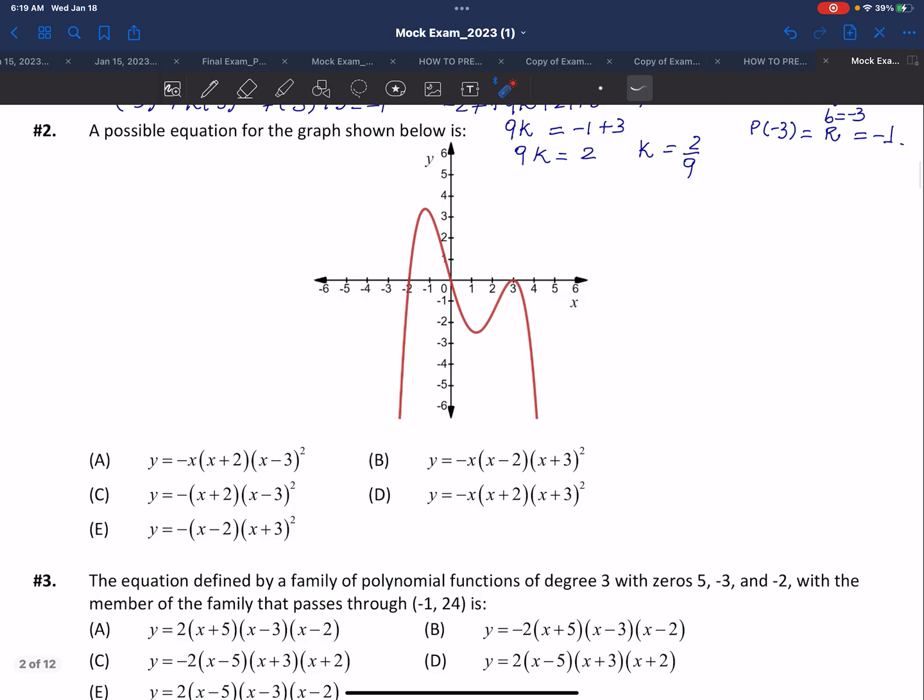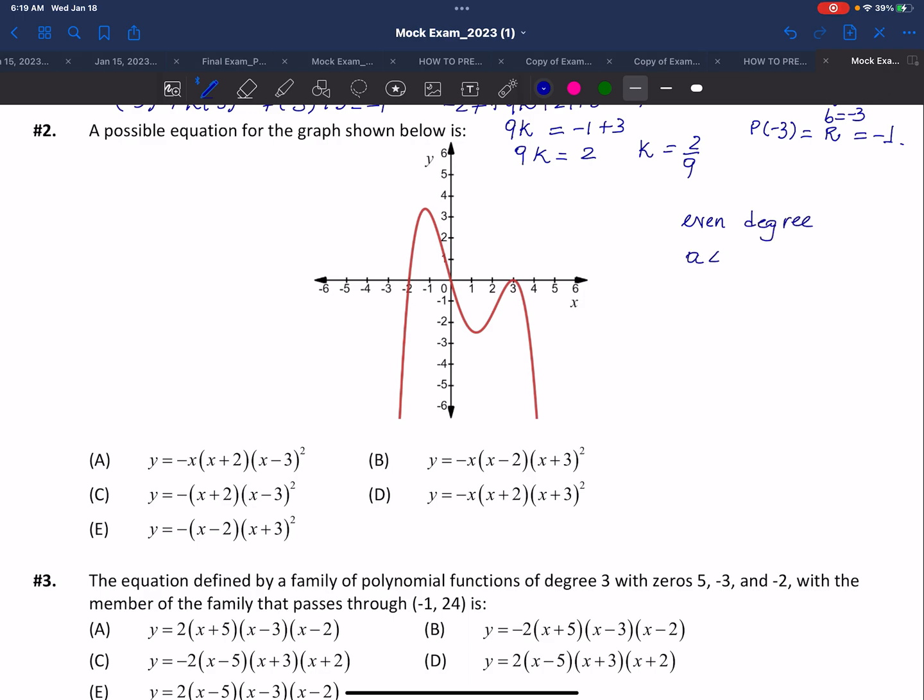Question 2. A possible equation for the graph shown is, so we have 5 different options here. So let's visit the graph of this function. It seems that we have a polynomial function. And as you can see from the end behaviors, the ends of the graph are pointing down, which tells us that this must be an even degree polynomial function, and the leading coefficient must be negative. So that's number one thing that we note in here.